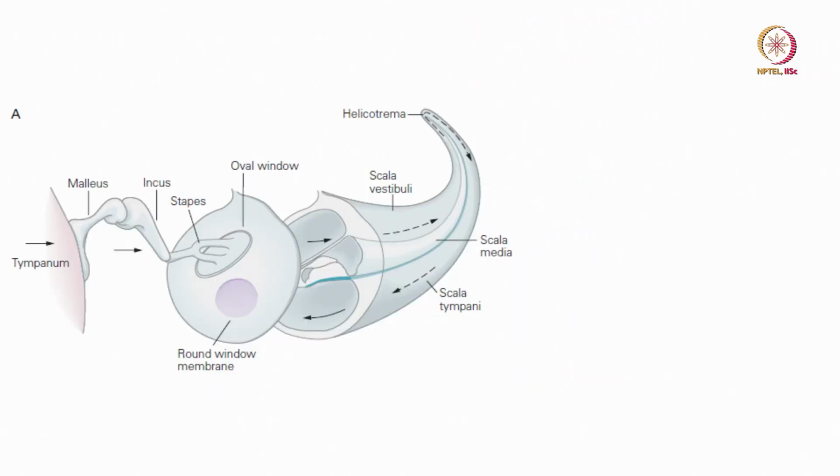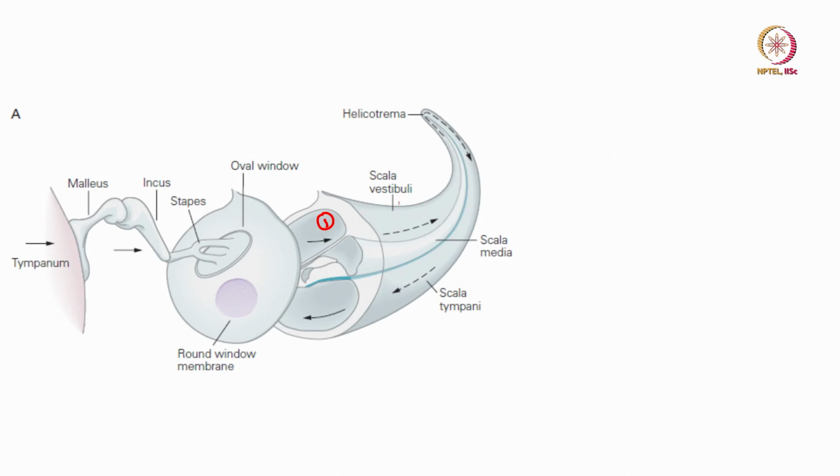Now, if you look at a different diagram, there are several important things which need to be made out. One is this helical part, which is the cochlea, shown unwound to give a sense that it is the same membrane and cavity. Now, the cochlea is divided into three cavities, and we will change the nomenclature subsequently.